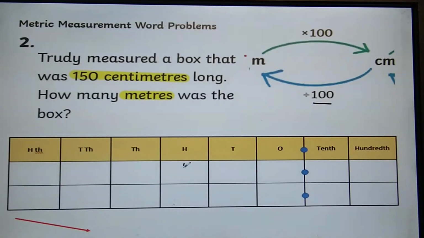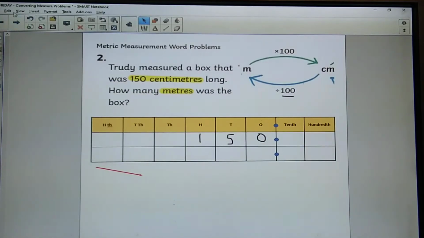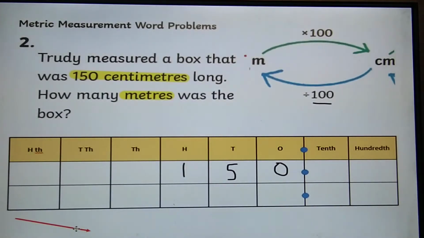So just as we did earlier in the week, I am going to write 150 in my place value chart. And then I am going to put on my arrows to remind myself that when I divide by 100, I move 2 places to the right. And then I'm going to move each digit 2 places to the right. So let's do that now. And you'll begin to see what our answer is going to be as we begin to move those digits. There we go. Each digit moved 2 places to the right.